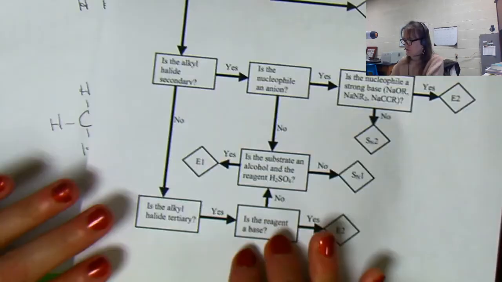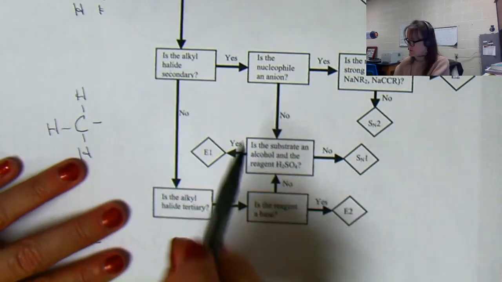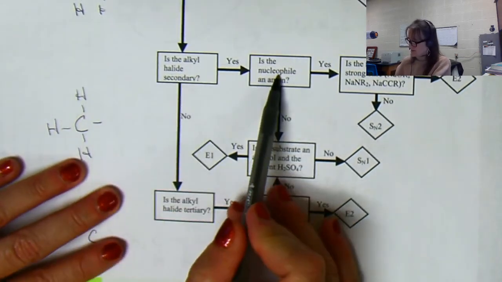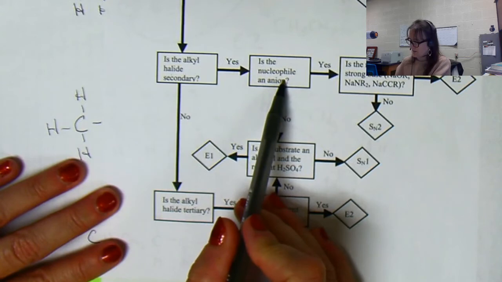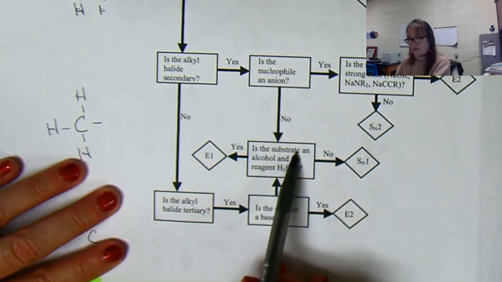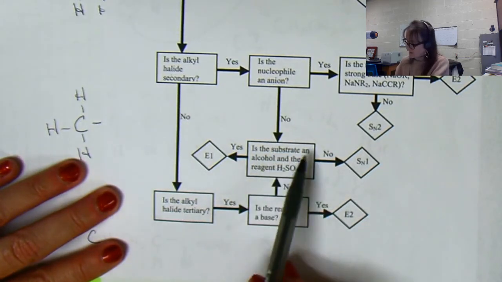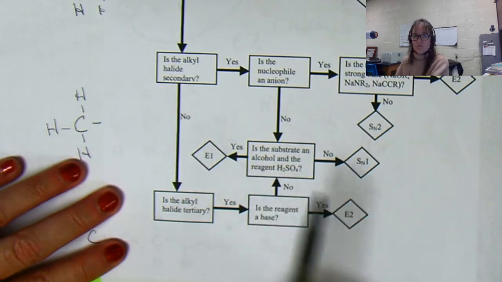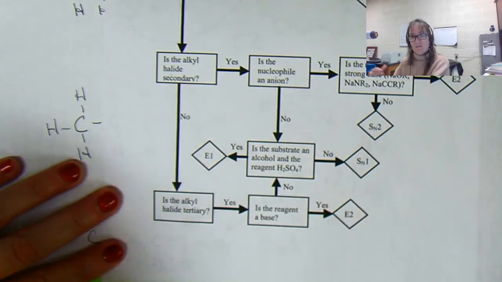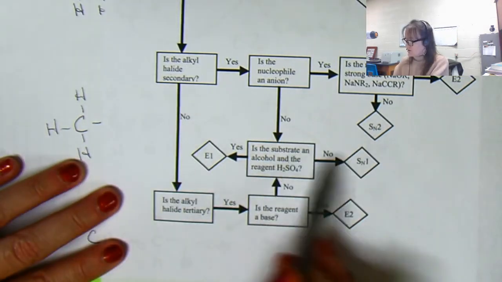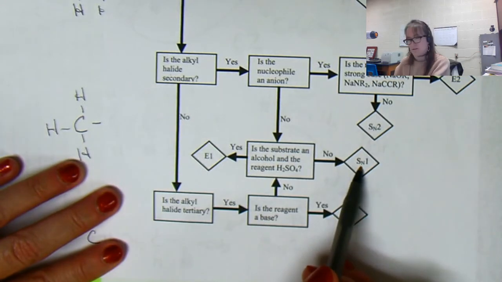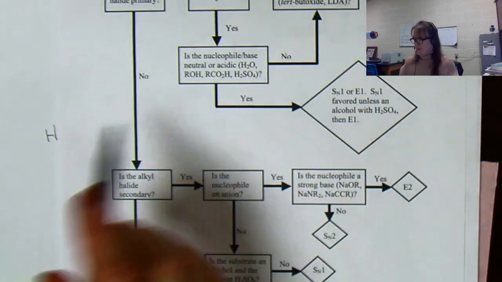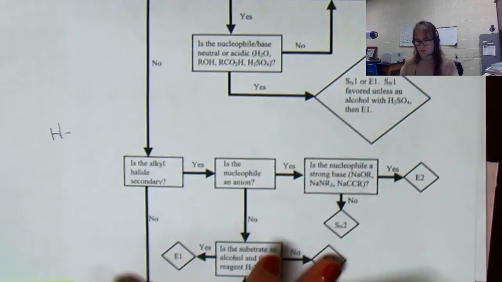So if we go back to our little flow chart, is it secondary? Yes. Is the nucleophile an anion? No, it was not. It was neutral. Is the substrate an alcohol? No, substrate would be the alkyl halide, not the nucleophile. No, then it is SN1, which is what we just did. So this is one example of a way that you can make a decision, with the flow chart.